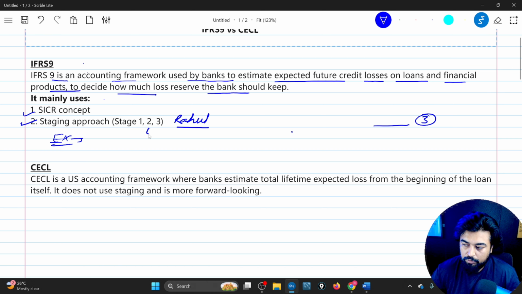Rahul has come to the system. Let's talk about the implementation of IFRS 9 in a stage-wise manner. So what is stage 1? Initially, Rahul is paying all the EMIs, everything is going good and on time.